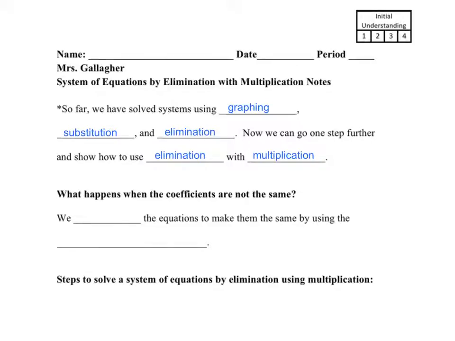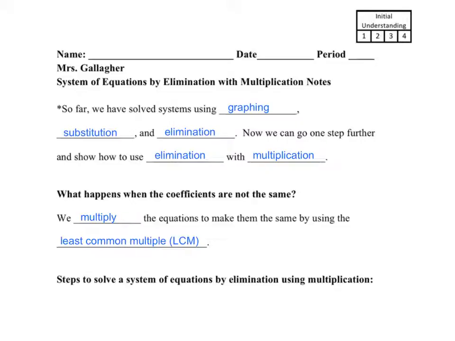So what happens when the coefficients are not the same, or they're not opposite inverses of each other? We multiply the equations to make them the same by using the least common multiple, which is also abbreviated as LCM.